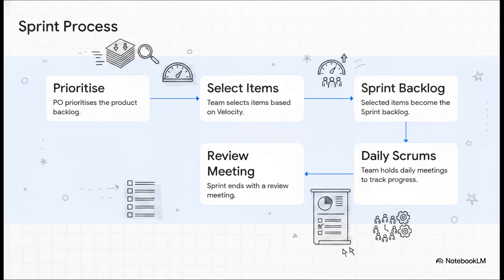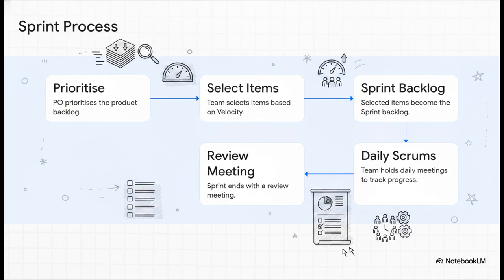Let's break that exact flow down step by step so you can get it in your notes. Step 1, the product owner prioritizes the items in the product backlog. Step 2, the development team selects the highest priority items they actually believe they can finish, based directly on their historical velocity. Step 3, that selection officially becomes the sprint backlog.